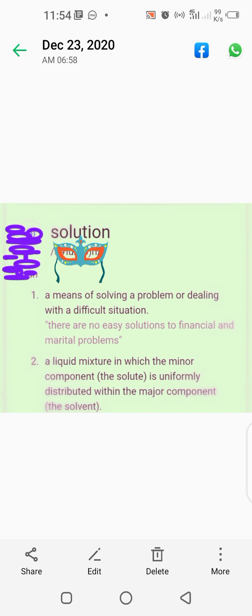Solution. A solution is a homogeneous mixture of solute and solvent. In English, a solution means a way of solving a problem or dealing with a difficult situation. But chemically, solute and solvent combined together form a solution, a liquid mixture in which the minor component, the solute, is uniformly mixed. So that is a solution.